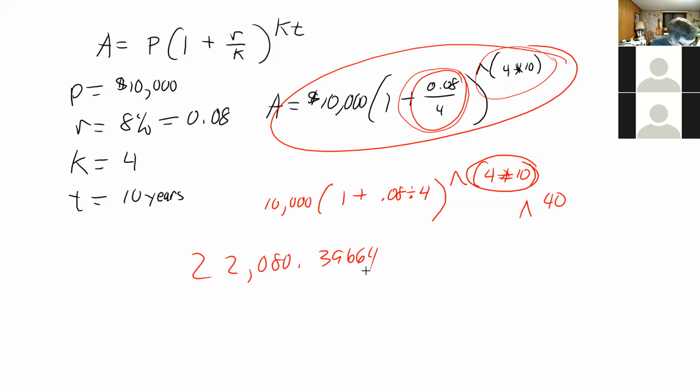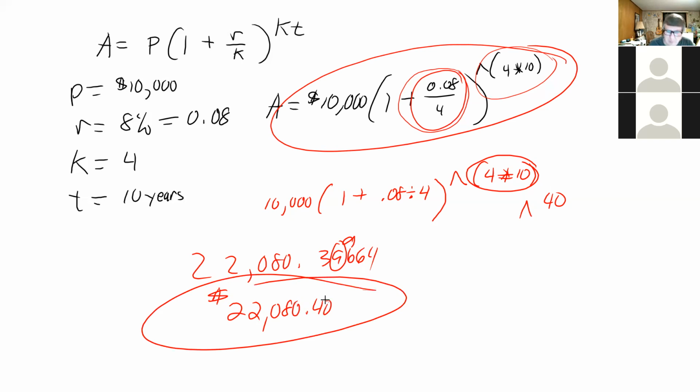Okay. I'm getting 22,080.39664. And so rounding to the nearest cent, the 6 would round up, we'd get $22,080.40. All right with that? Yes.